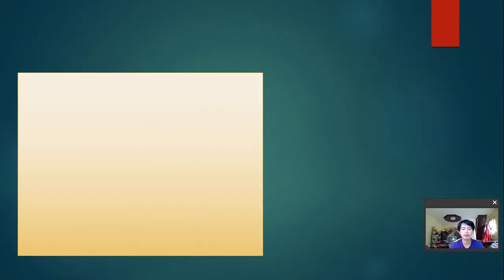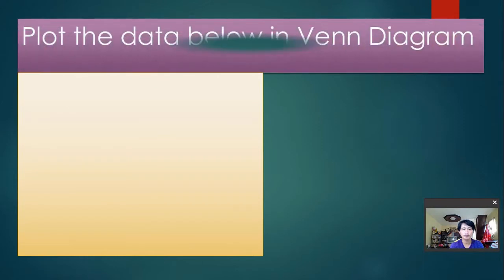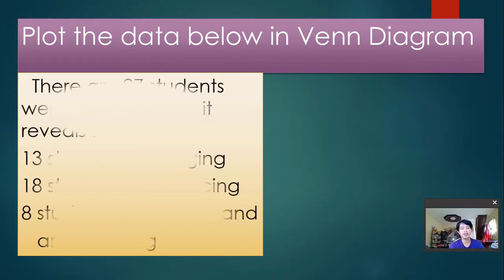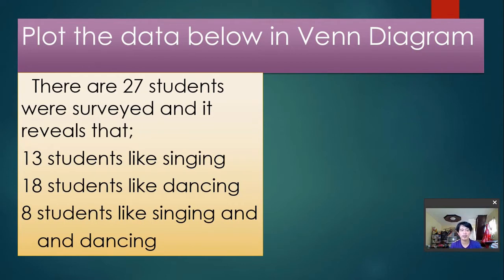Okay, now this time we are to plot the data in Venn diagram. Because we are done with interpretation of data from Venn diagram, this time I will teach you how to plot data in Venn diagram. Okay, so here's the problem. 27 students were surveyed, and it reveals that 13 students like singing, 18 students like dancing, and 8 students like singing and dancing.